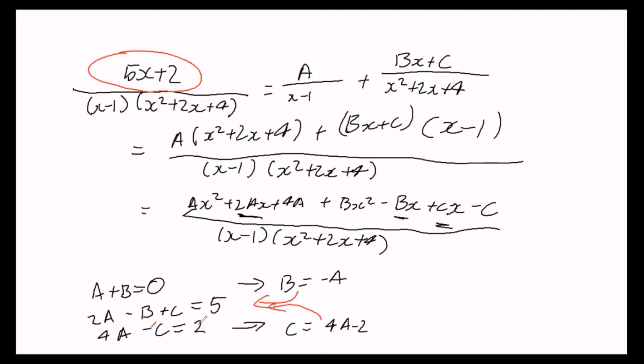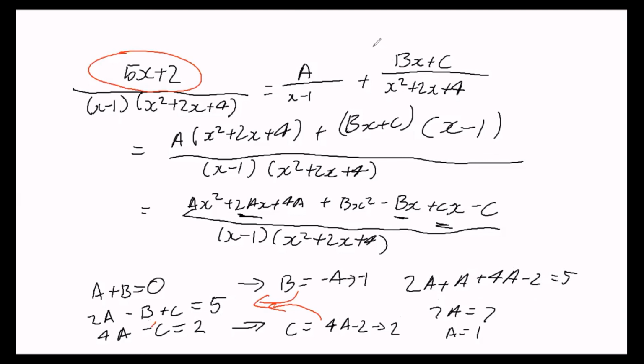Does that make sense? Yeah, so it'll be 2a plus a plus 4a minus 2 equals 5. Equals to 5. So then from here, 7a equals 7. A equals 1. And so from there, that means that c is equal to 2, and b is equal to negative 1. Negative 1, exactly.